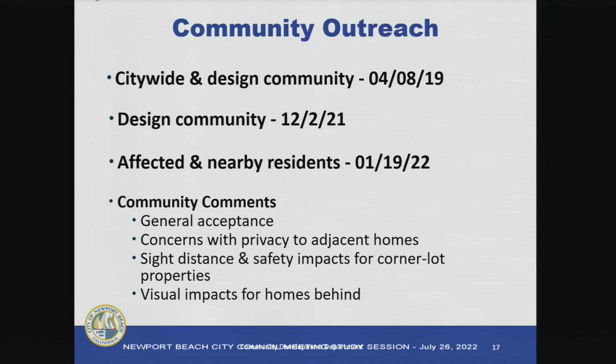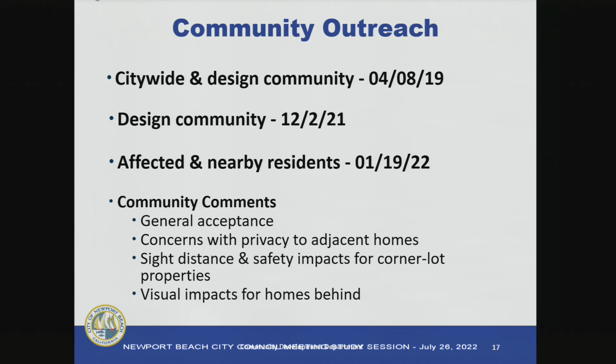They did express some concerns related to privacy of the adjacent homes, especially having those raised walkways or sort of catwalk areas in the side yard overlooking their neighbors. They expressed some concerns about sight distance, so homes where the sidewalk is intersecting with the boardwalk, making sure there's enough visibility there for cyclists or pedestrians trying to get from the sidewalk onto the boardwalk.